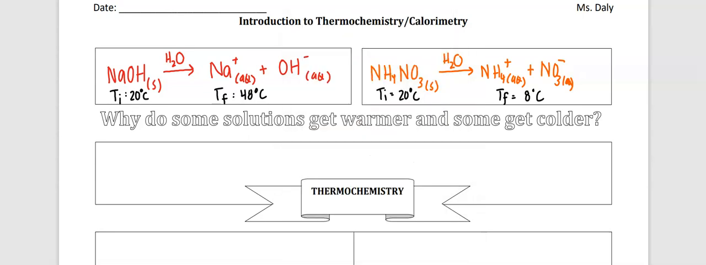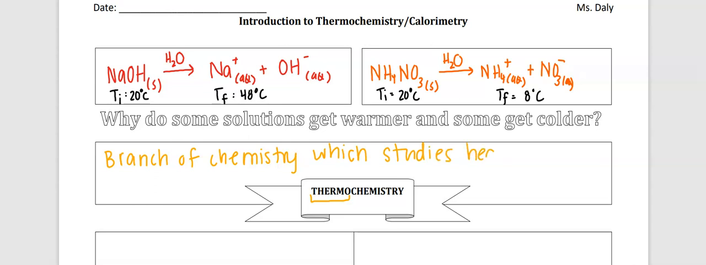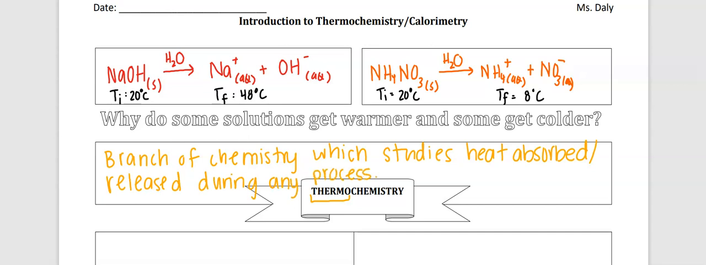So thermochemistry, maybe you were able to break it down. Thermo, the base, is going to be the branch of chemistry which studies heat absorbed or released, okay, during any process. So again, looking at the word thermo, that literally means heat. So thermochemistry is the study of heat chemistry, okay?